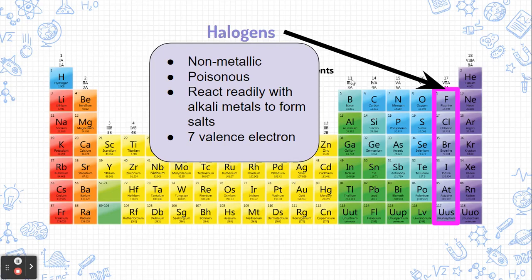If you mix fluorine with K, with potassium, you can just mix them and they react because they're ready to react together. Okay? So they react easily with alkali metals to form salts. How many valence electrons do they have on the last circle? 7. So we went from 1 to 2 to 7.